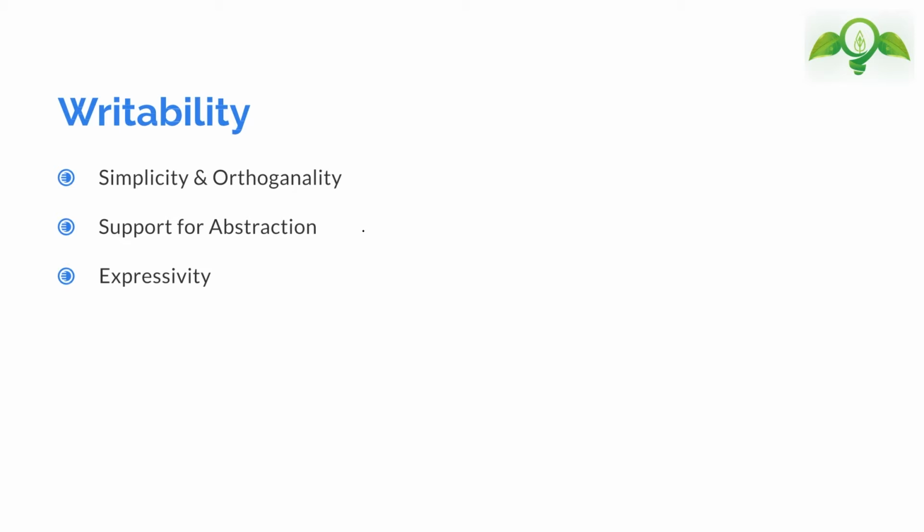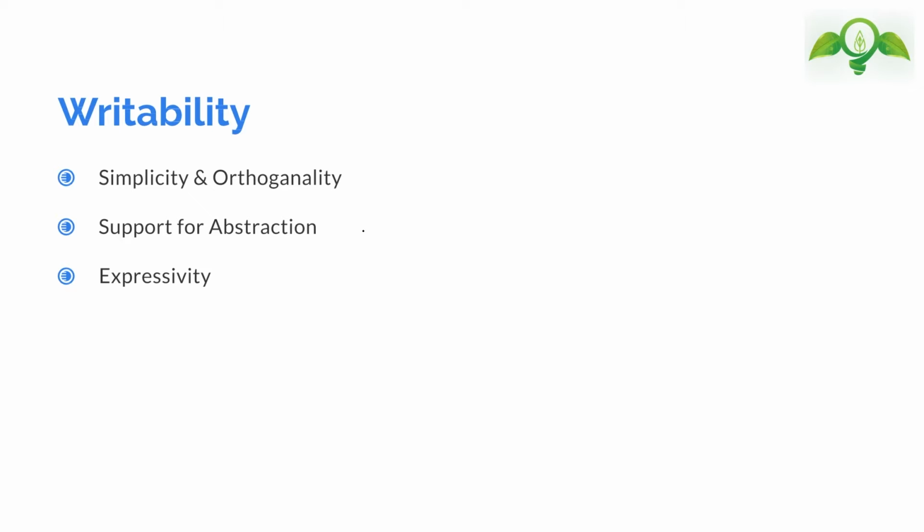Okay, writability. It defines the ease with which a language can be used to create programs. And the first one is simplicity and orthogonality. There should be small number of primitive constructs and consistent set of rules for combining them to make a language writable. And the second one is support for abstraction.